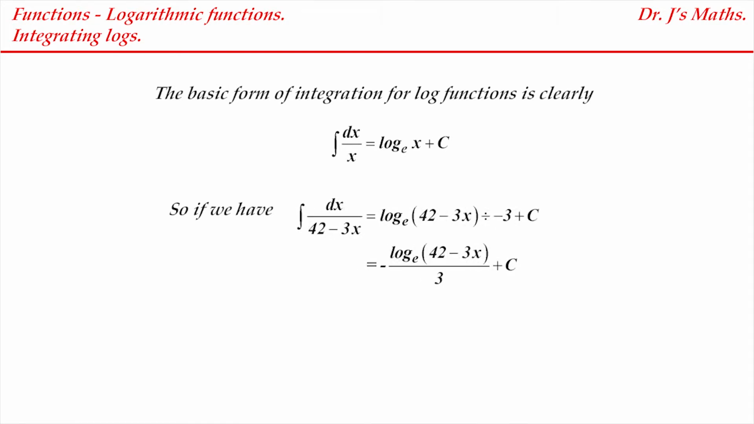If we have the integral of dx over 42 minus 3x, then the 42 minus 3x comes up and follows the log, so we have log 42 minus 3x to the base e divided by the derivative of what's inside the brackets, which is minus 3 plus c, and we can rewrite that as minus log 42 minus 3x to the base e over 3 plus c.